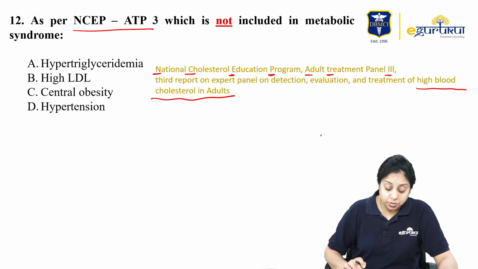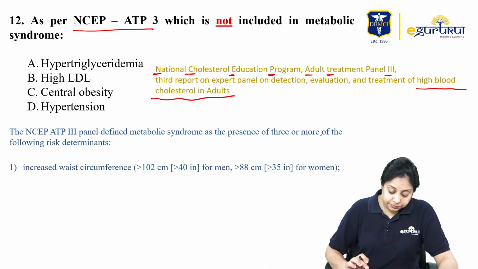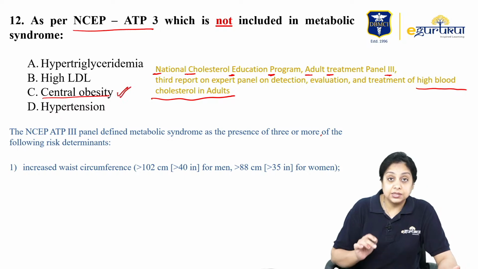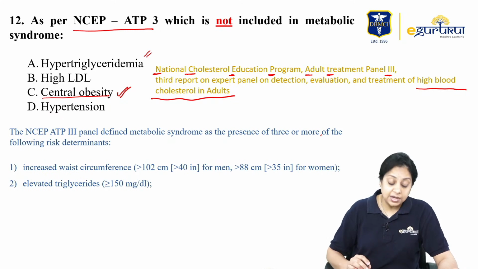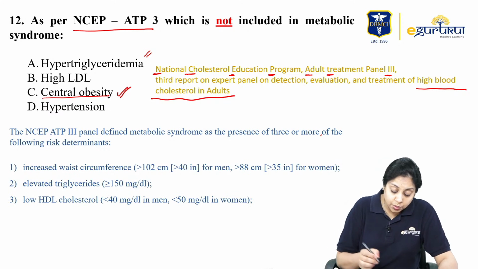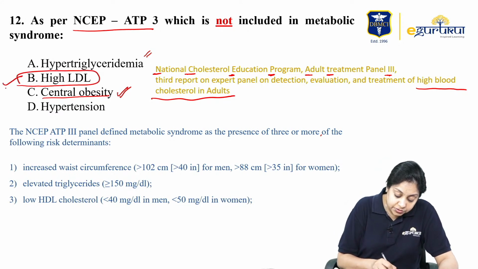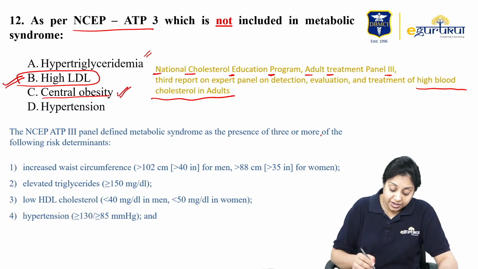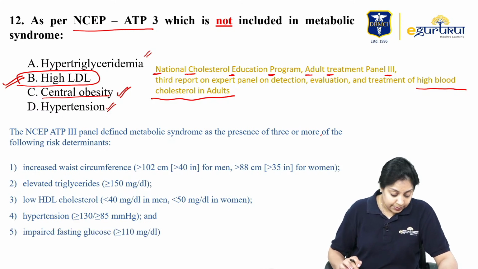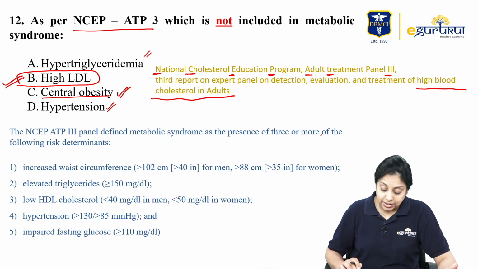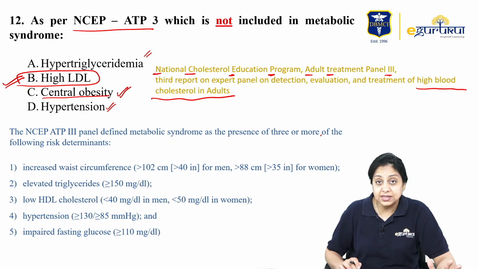And what are those diagnostic criteria? Increased waist circumference, that is central obesity, so this is included in the criteria. Elevated triglyceride, that is hypertriglyceridemia, that is also included. Low HDL cholesterol, but the question is asking about the high LDL, so this is not included. The fourth is hypertension, this is also included. So answer to this is choice B, that is high LDL. Perfect. Impaired fasting glucose more than 110 mg per deciliter is also included. So there are 5 criteria for the NCEP ATP3.